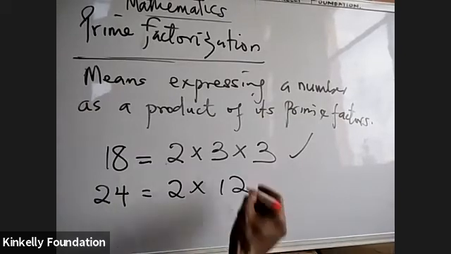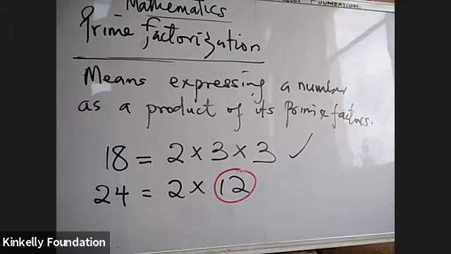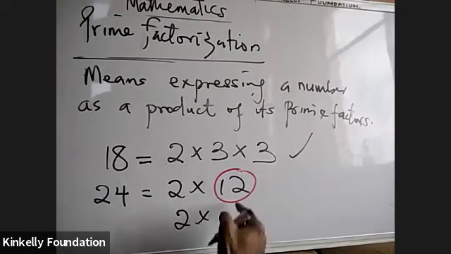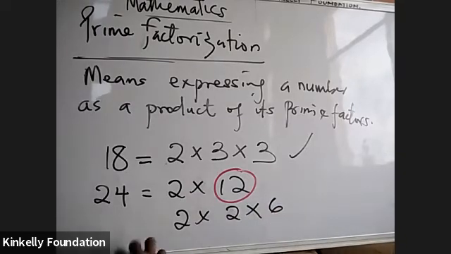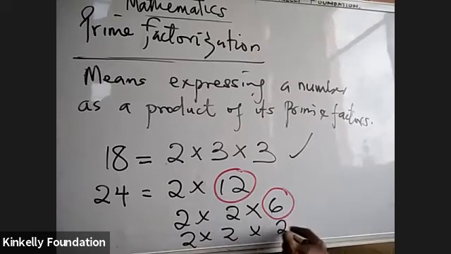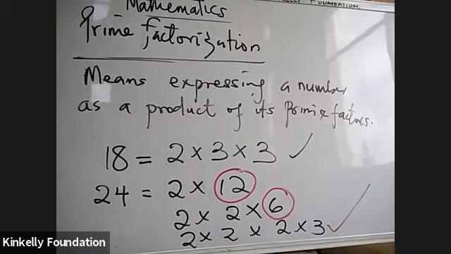Let's just open 12 again. This 12 can mean 2 times what? 6. We're also going to open up 6 again, because 6 is not yet a prime factor of 24. So you're going to open up 6. 2 times 2 times 6 is what? 2 times 3. So we see that we have expressed 24 as a product of its prime factors. So this is the expression of 24 as a product of its prime factors.